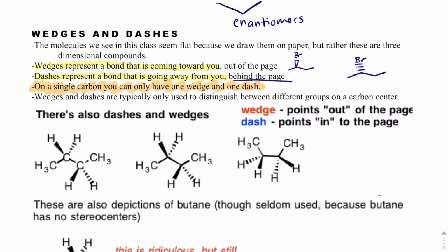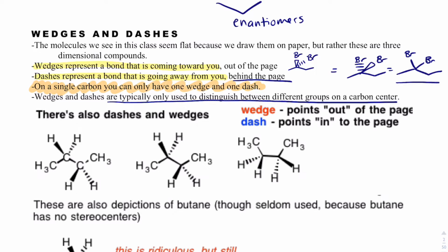Now, wedges and dashes are typically only used to distinguish between different groups on a carbon center. So for example, if we had another bromine on that carbon, on each of those carbons, they would essentially be the same thing as this. You wouldn't actually probably use stereochemistry unless you had different groups, and we'll talk about that in terms of something called chirality, which is maybe something that you've heard of before.